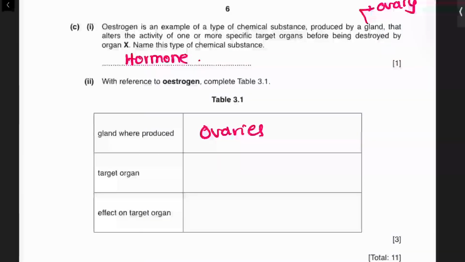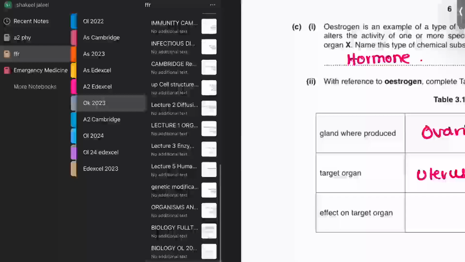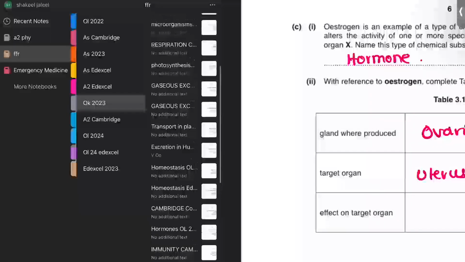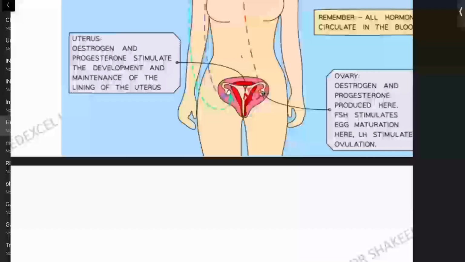Where else does estrogen act? It can act on the uterus. Why the uterus? Because during the menstrual cycle, estrogen triggers the repair of the endometrial lining after menstruation takes place. Do you remember that? You remember the menstrual cycle?